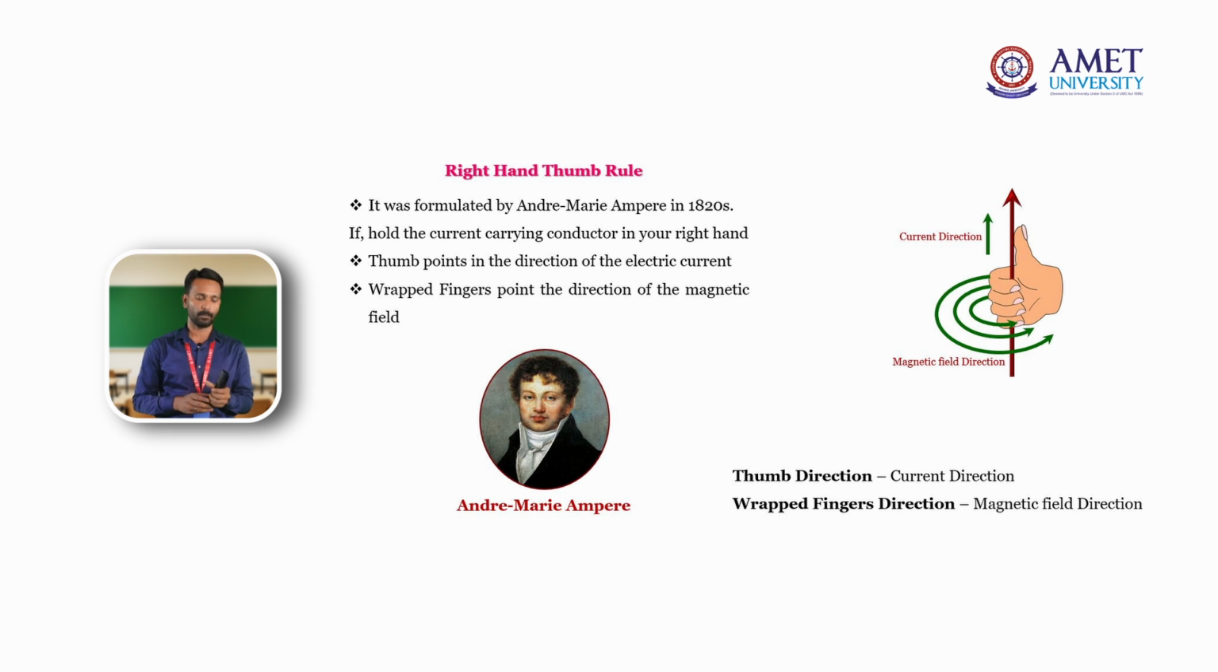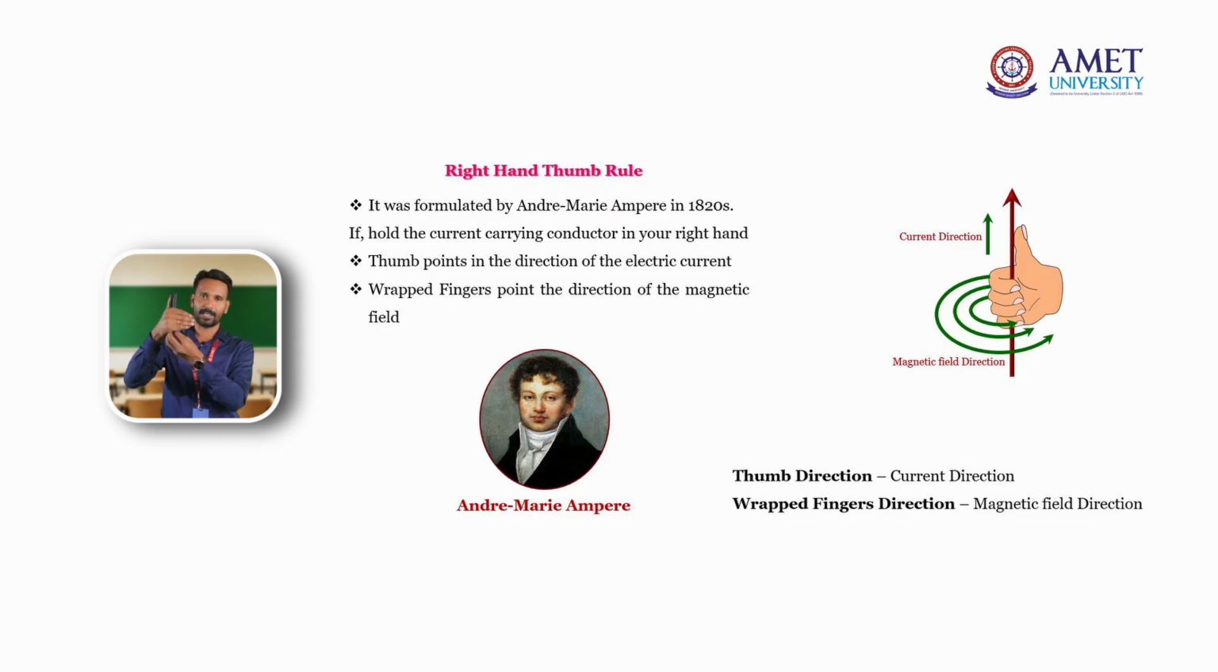The right hand thumb rule means you consider the current carrying conductor. This is a current carrying conductor, so we can consider the current flowing from bottom to top. That is the current flow direction. Now you connect the right hand thumb with the current direction. Okay, so the current flowing from bottom to top. That is the current direction.